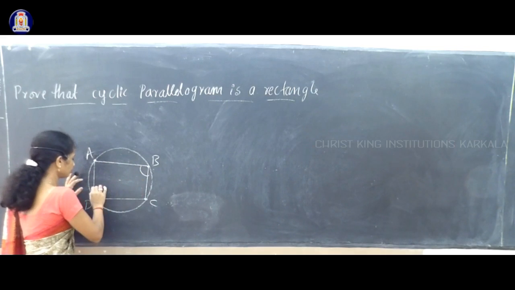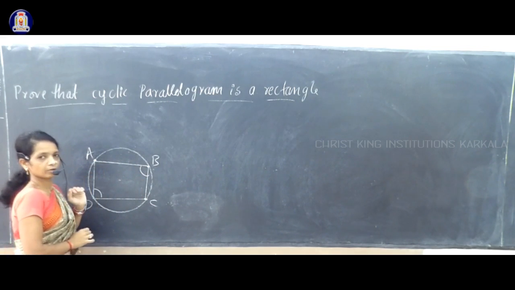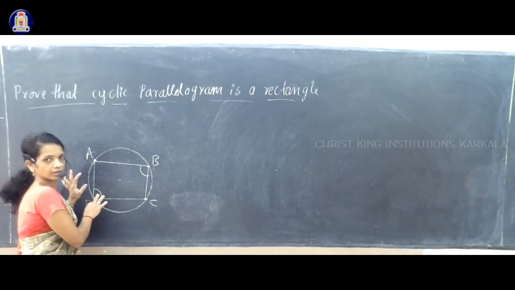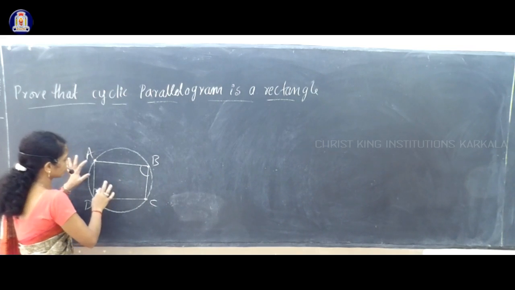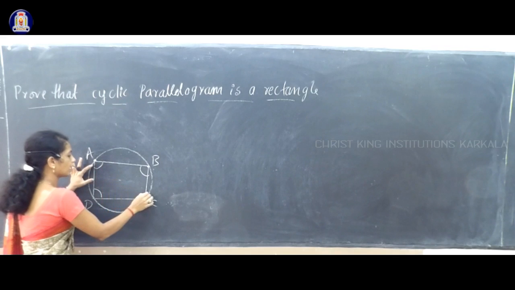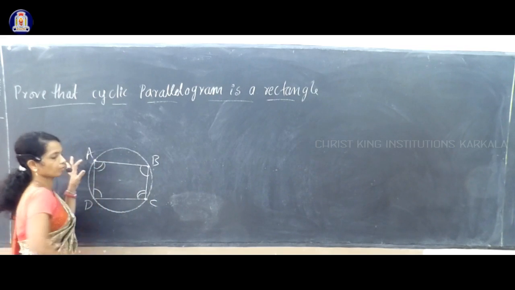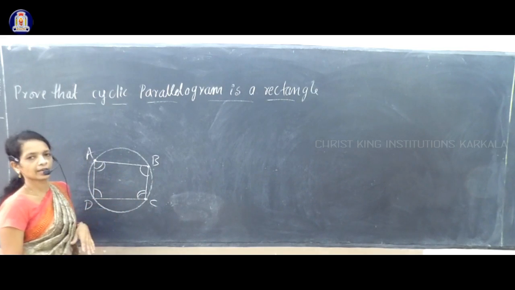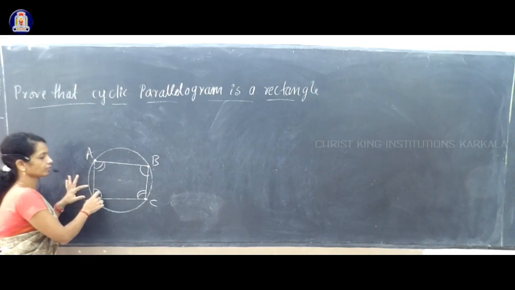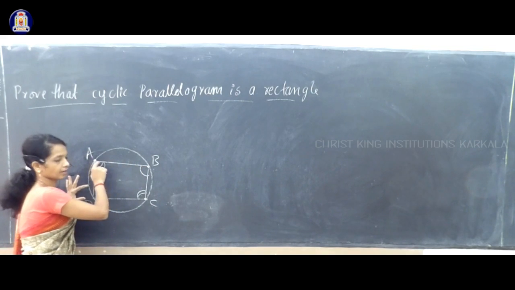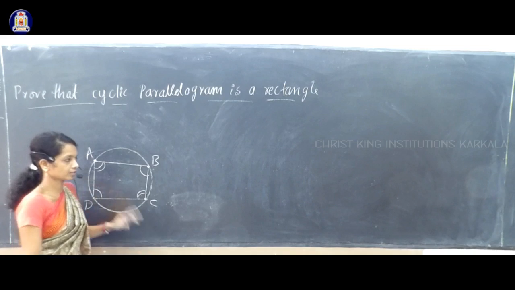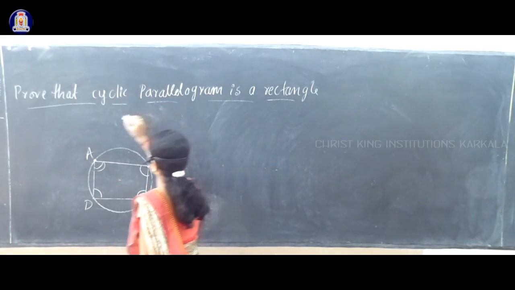And what do you know about the opposite angles in a parallelogram? Opposite angles are equal. That we studied already. And angle A and angle C are also opposite angles. Both pairs of opposite angles are equal. So by that we get angle D is equal to angle B and angle A is equal to angle C. So we write that in the answer part.